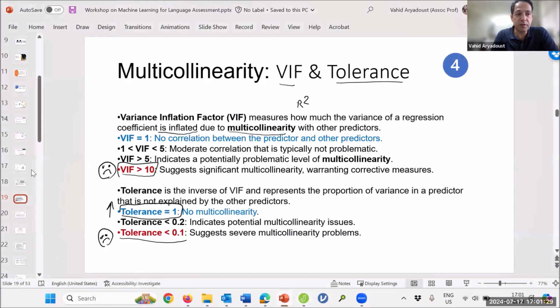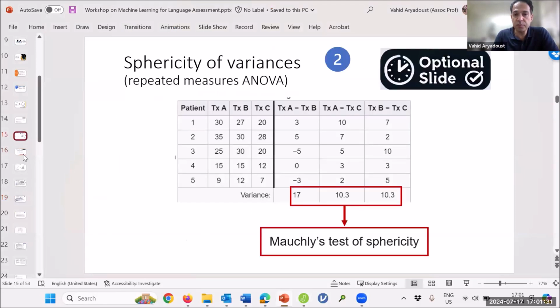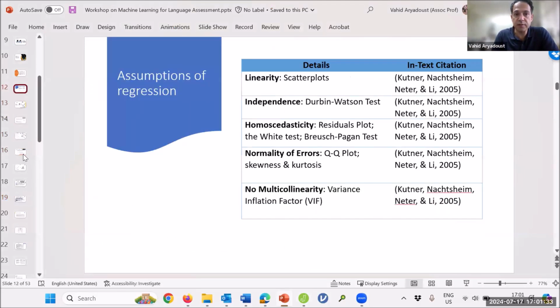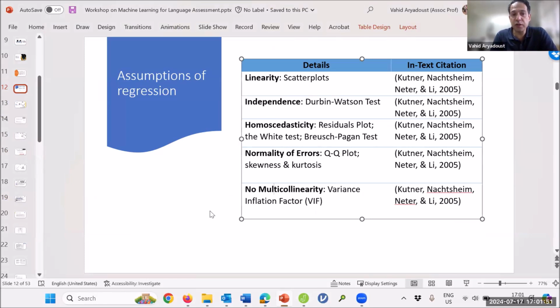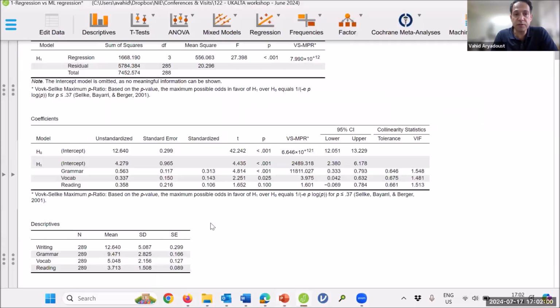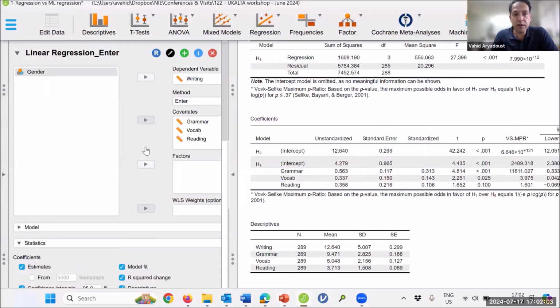Let me recapitulate briefly. Those assumptions were these: linearity, independence, because our data is not longitudinal data, so there's no dependence, homoscedasticity, normality of errors, and lack of multicollinearity. So now, after checking all of these, we can go ahead and run our regression analysis and figure out whether there is a relationship or association between our dependent and independent variables. We have already done that.